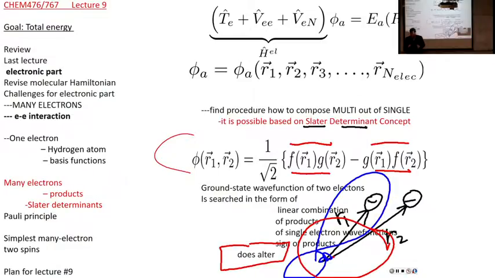So we are going to seek a solution of the multi-electron wave function in this functional form. And in a few minutes, we are going to update it for a larger number of electrons, hopefully. Okay? Declared? Okay.